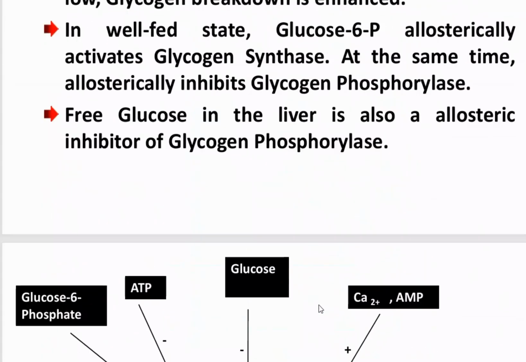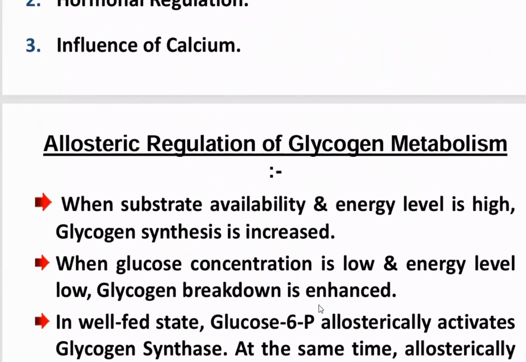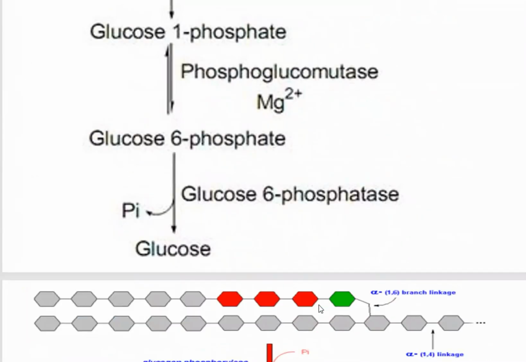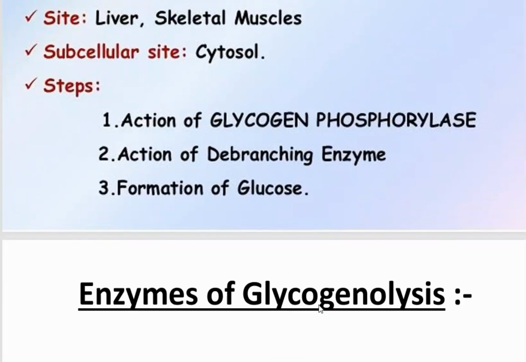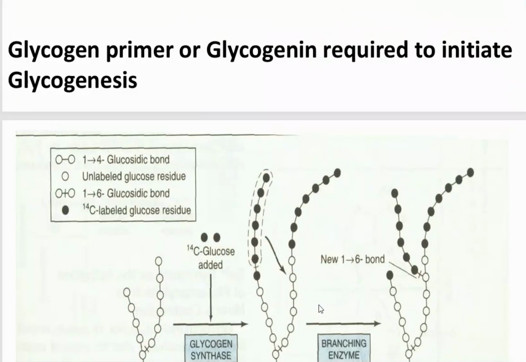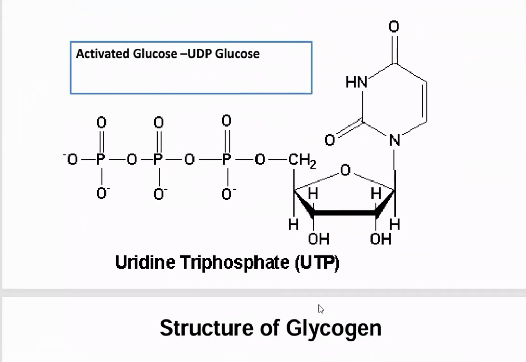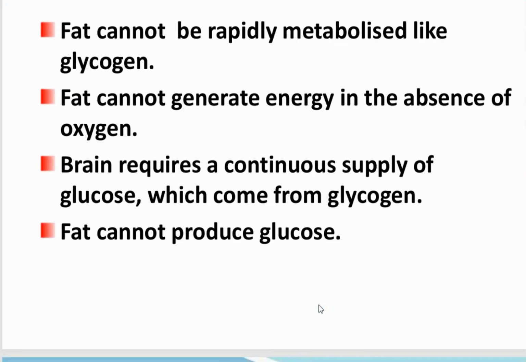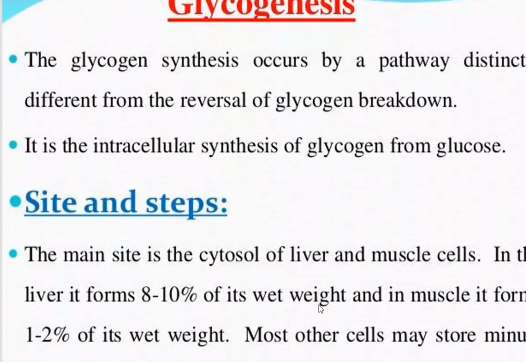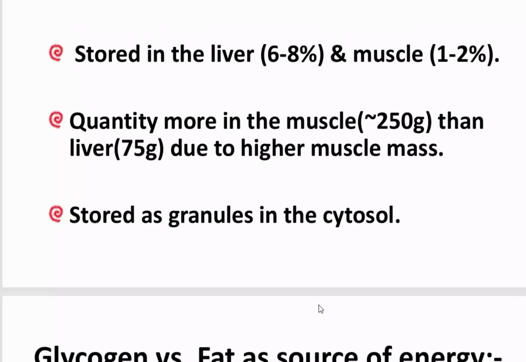So already we have known about glycogenesis, where it occurs, how the steps happen, and what enzymes are required to make glycogen as well as glucose molecules. So this is glycogen synthesis or glycogenesis as well as glycogenolysis.